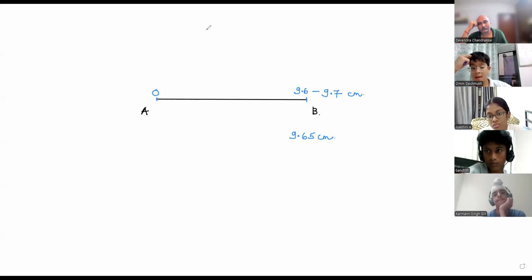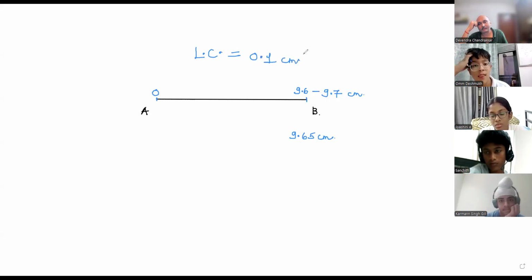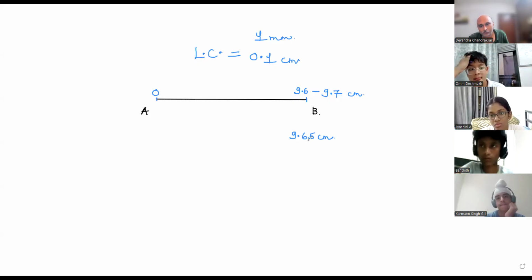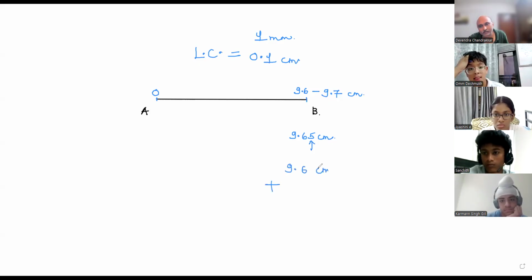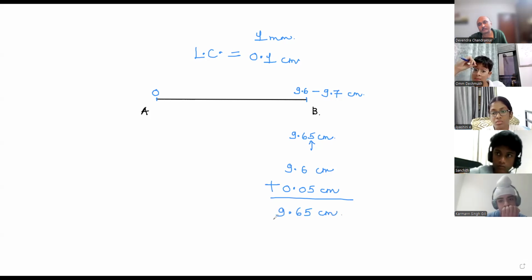So what was the least count? The least count of this scale was 0.1 centimeter, isn't it? It was 1 millimeter for all of us. Yes or no? Yes, sir. So writing 0.05 is an error here. What we are doing is showing that we can measure 0.05 centimeters also from this scale. Got it? Which we can't.